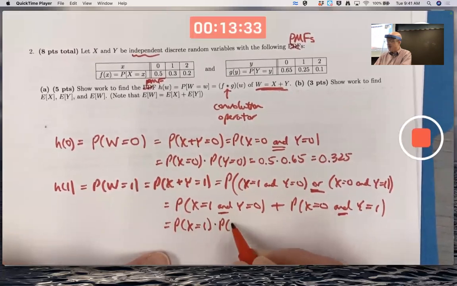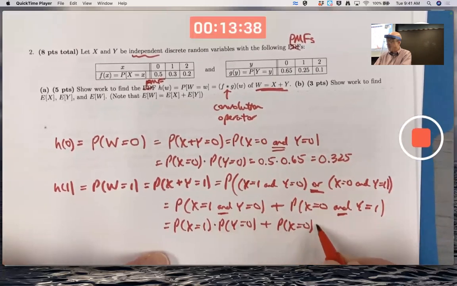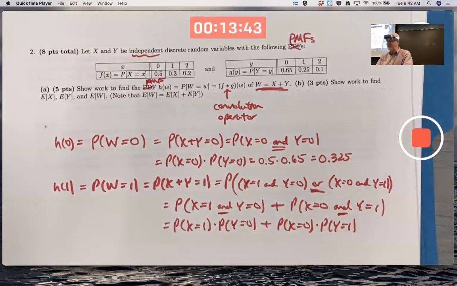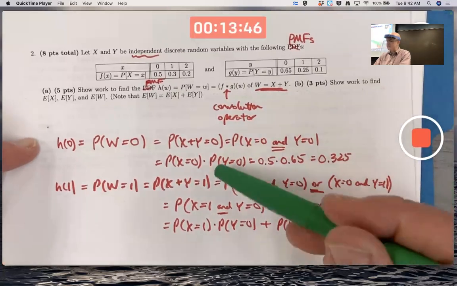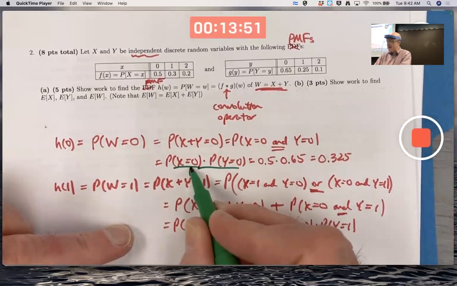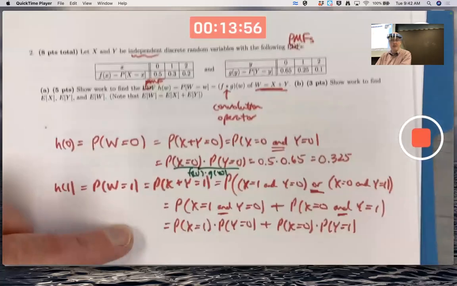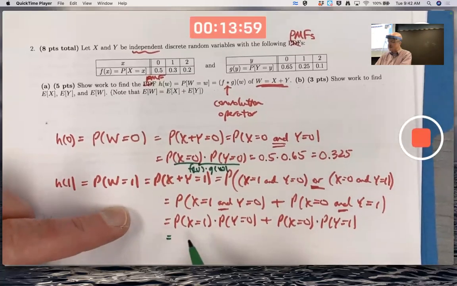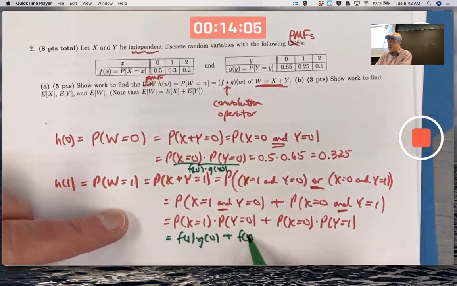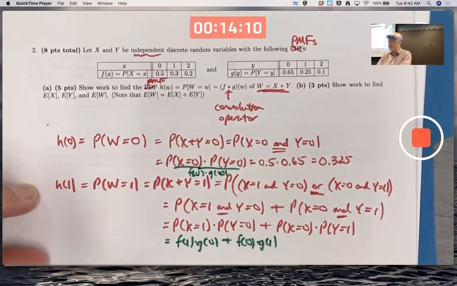I can multiply these probabilities. I didn't write in the first line here these things in terms of F and G, but I could have. This was the same as F of 0 times G of 0 up there. I can write this in terms of F and G. This is the same as F of 1 times G of 0 plus F of 0 times G of 1. In terms of the PMFs, probability mass functions of X and Y individually.